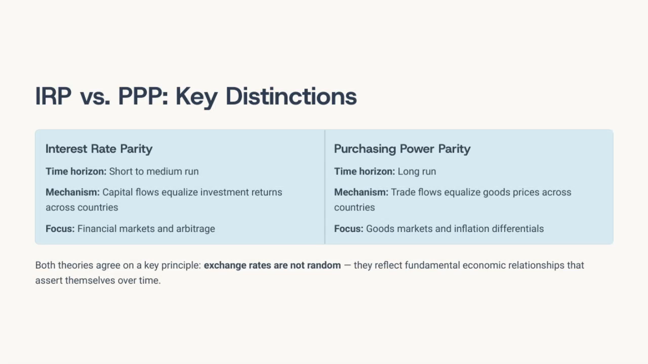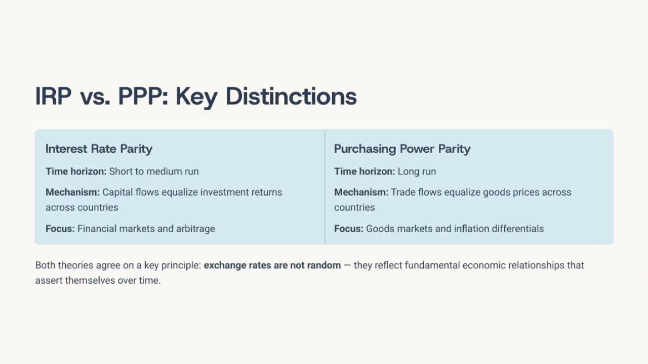Both theories agree on a key principle. Exchange rates are not random. They actually reflect fundamental economic relationships that tend to reveal themselves over time. Let's focus first on goods markets and inflation differentials. The main idea here is that trade flows work to equalize goods prices across different countries. Over the long run, this process helps keep exchange rates aligned with relative price levels.